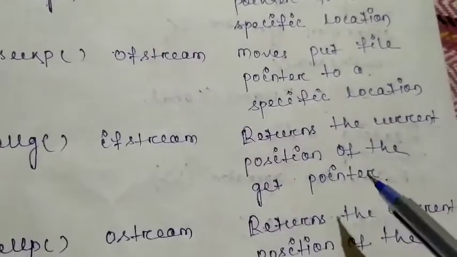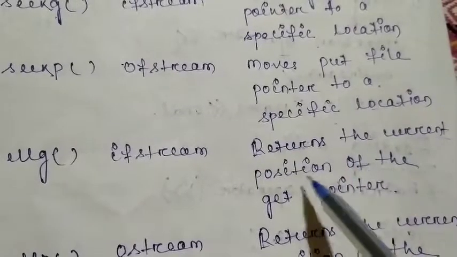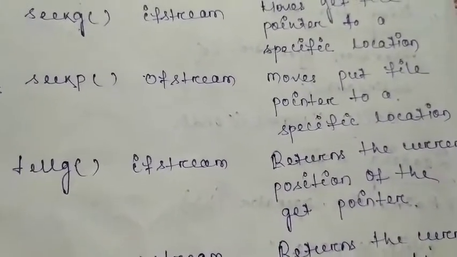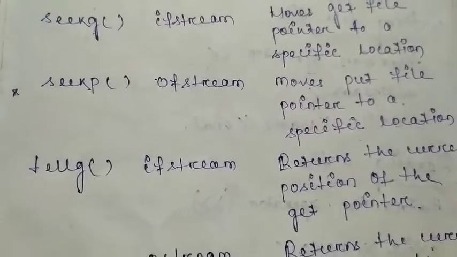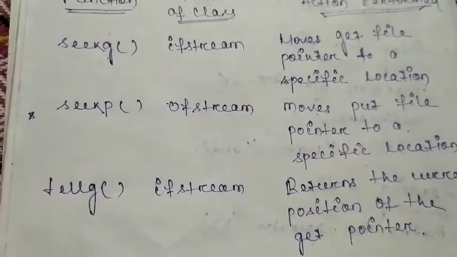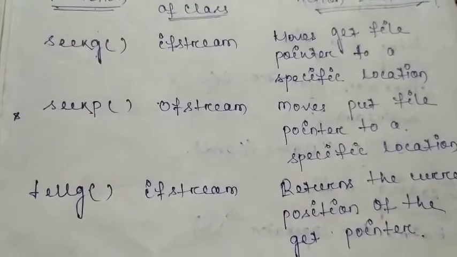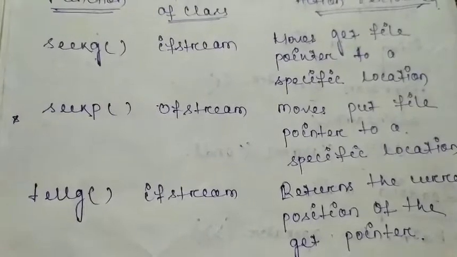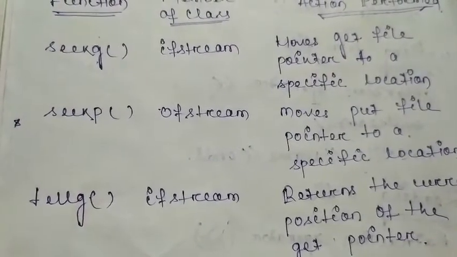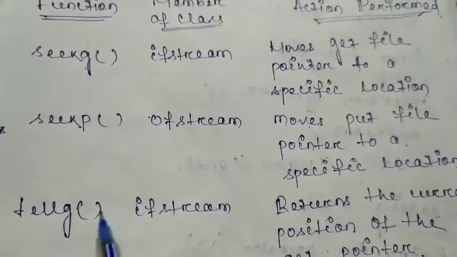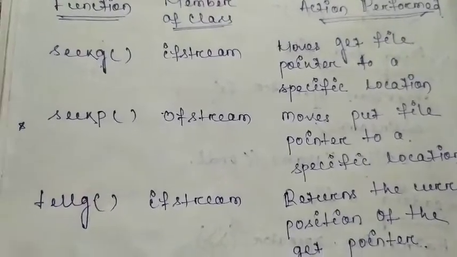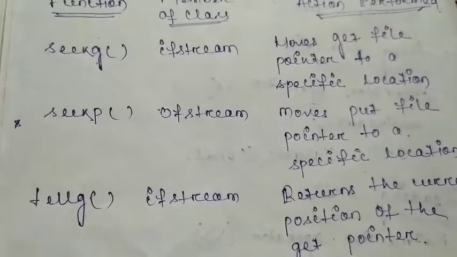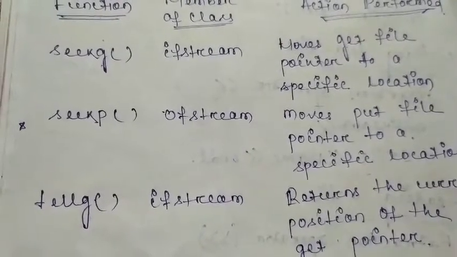Then tellg returns the current position of the get pointer. That means where the get pointer points now. What is the current position of the get pointer? Suppose at some time the get pointer is reading the data of the 10th byte. Then the tellg function will return the value 10. That means the get pointer is at the 10th byte position in the file.